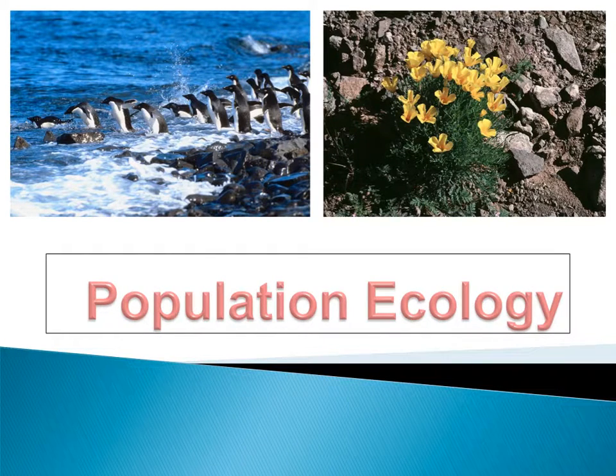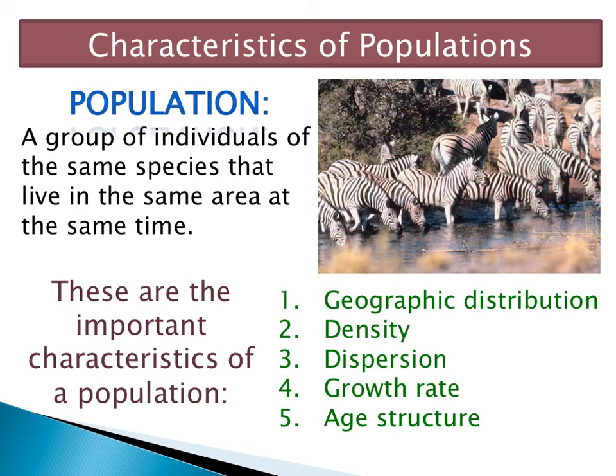We continue our unit on ecology by looking at population ecology. A population is a group of individuals of the same species that live in the same area at the same time, and there are several important characteristics that define a population.